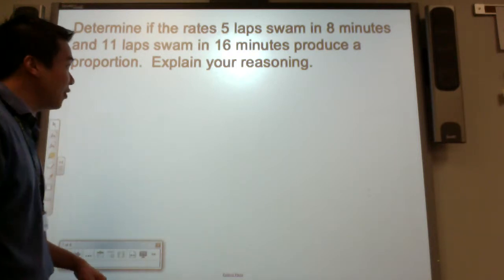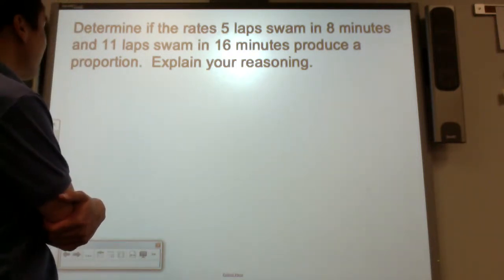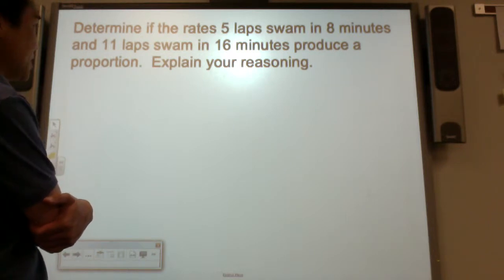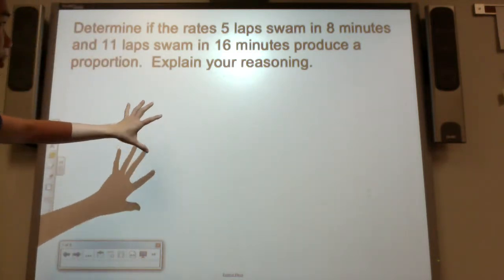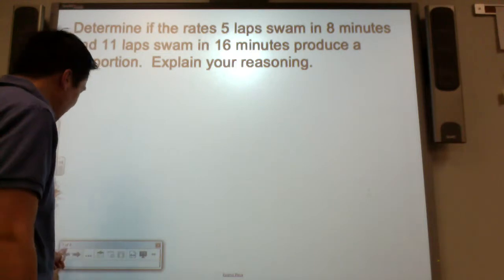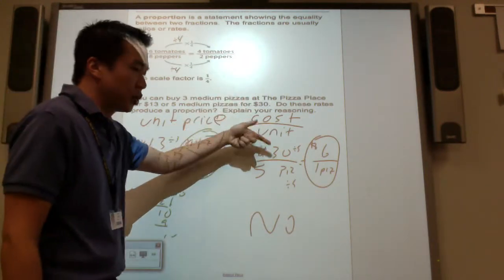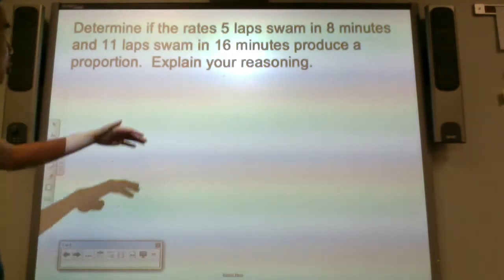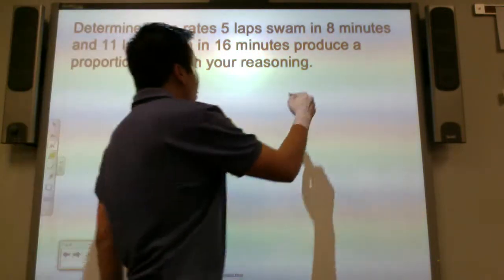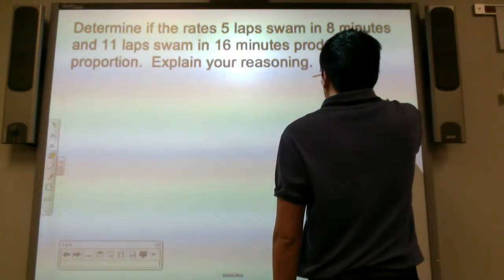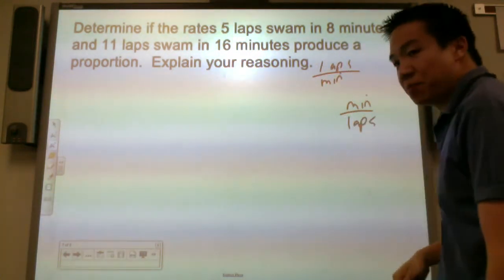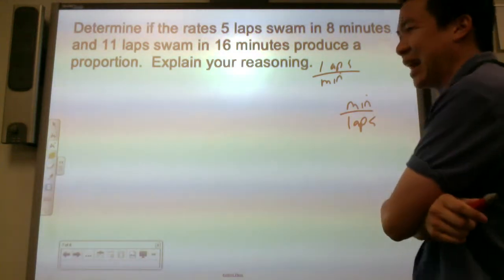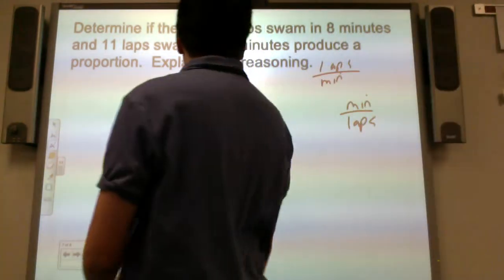Determine if the rates 5 laps swam in 8 minutes and 11 laps swam in 16 minutes produce a proportion. Explain your reasoning. This is up to you, the way you do it. Unit price is very important, it's cost per unit, but if this doesn't involve price, you could do laps over minutes or minutes over laps. It is up to you. It does not matter which one, but the labels are so important. You've got to have those labels.